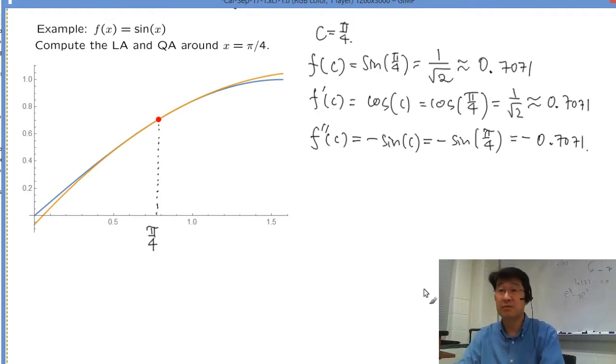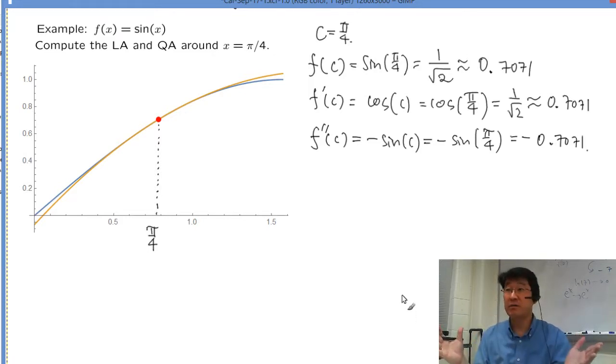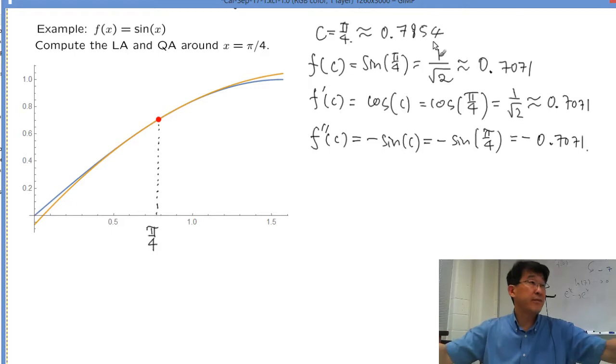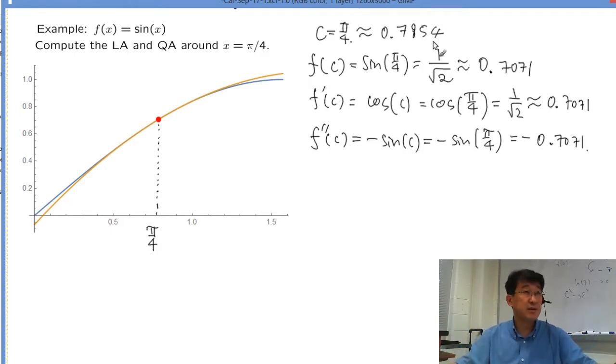Square root 2 over 2 is the same decimal, 0.7071. Anything else? So do we have everything ready? What is pi over 4 in decimal? Can you do that, pi over 4? That is 0.7854. All right. Do you think you have everything ready that involves c?